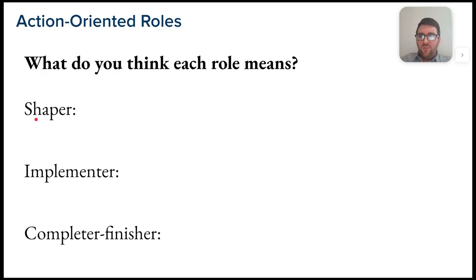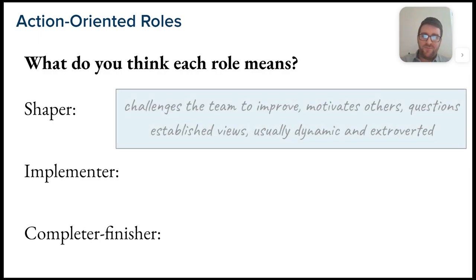So we'll go through each role. We'll go through what the role is according to Belbin. These descriptions are pretty much straight from the Belbin website. So straight from the source. And then we'll also discuss potential problems with these people, how they might cause conflict, because this is something Belbin also speaks about. So the shaper. Shapers challenge the team to improve. They motivate others. They question established views, and they're usually dynamic and extroverted people. So essentially, they will look at other people's work and try to improve upon it.